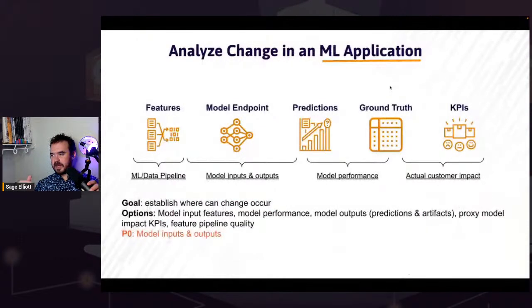And just to hammer home how you want to analyze change in an ML application. One, we know it's a machine learning application. You have your MLOps pipeline, or your machine learning and data pipeline. You want to establish where a change can occur. With large language models and with more traditional models, usually you want to look at the input into the model and the output of the model. If you have other statistics like ground truth and you want to calculate things like accuracy or F1 score, those are good things to track as well.